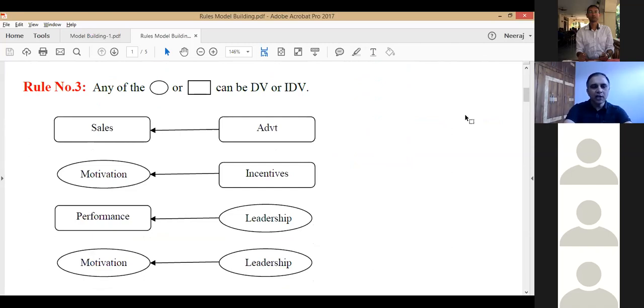That's what I have written in rule number 3. Any circle or box can be dependent or independent. For example, if I say sales depends on advertisement, first, sales and advertisement can be boxes. Second, sales depends, so the head of the arrow should be towards sales. Likewise, motivation depends on financial incentive. So incentive can be a box, and motivation, certainly we have to put in a circle.